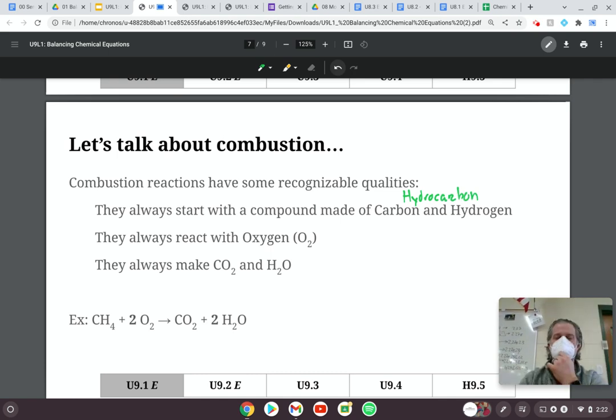Which is some compound made up of carbon and hydrogen. So down below, my example of CH4 is my hydrocarbon. Hydrocarbons, or carbon and hydrogen, that react with oxygen should be a dead giveaway that you have a combustion reaction. If the product is carbon dioxide and water, that's also a dead giveaway that you have a combustion reaction.